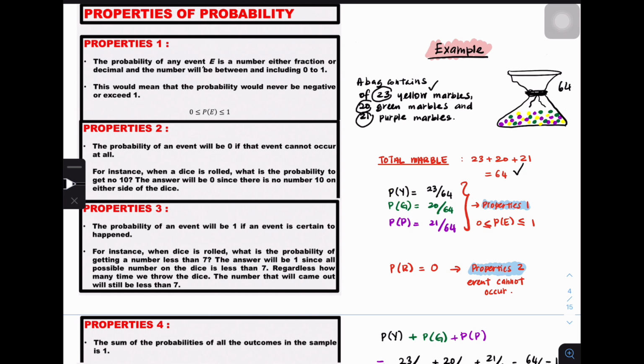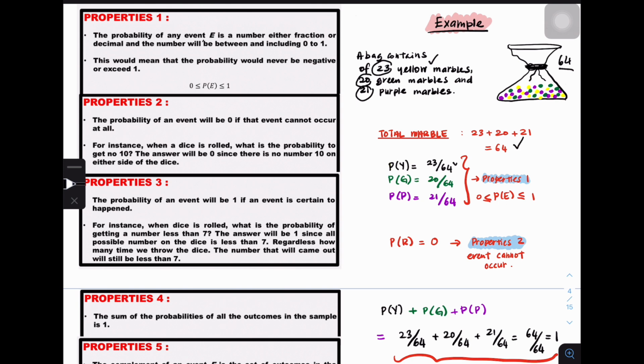So, sekarang berapakah probability kita akan dapat yellow marbles? So, yellow marbles ada 23. Keseluruhan marbles dalam ni ada 64. So, probability dia adalah 23/64. So, apa probability kita nak dapat green marbles? So, green marbles ada 20. Keseluruhan dalam beg ni ada 64. So, kita akan dapat 20/64. Apa dia kebarangkalian ataupun probability kita nak dapat purple marbles? So, purple marbles dalam beg ada 21, keseluruhan 64. So, kita punya kebarangkalian adalah 21/64.